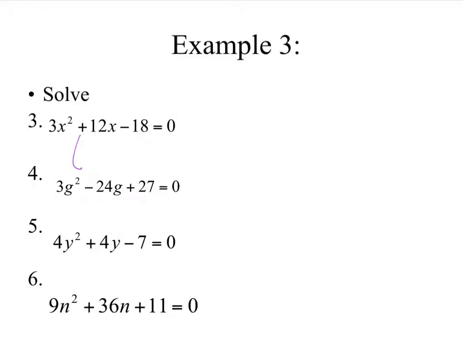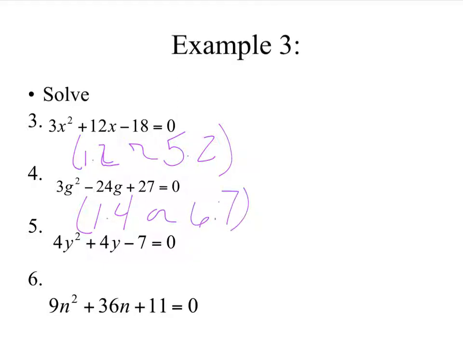So in number 3, I ended up with 1.2 or 5.2. I know my handwriting's getting worse the longer I do this. So 1.4 or 6.7 for number 4. Number 5 is negative 2 and 1. And the last one is negative 3.7 or negative 0.3.